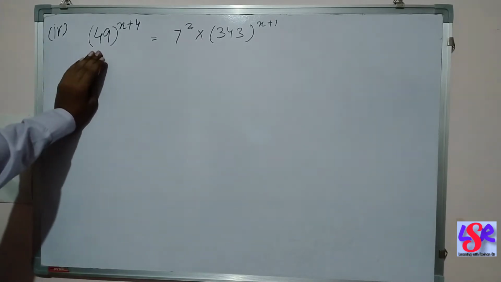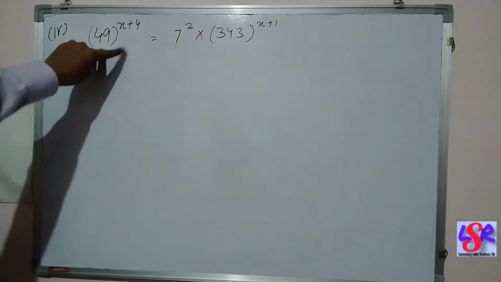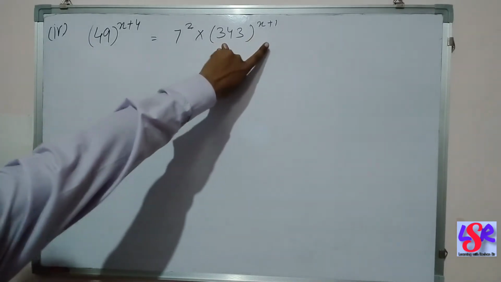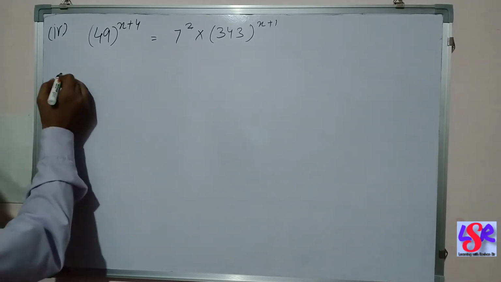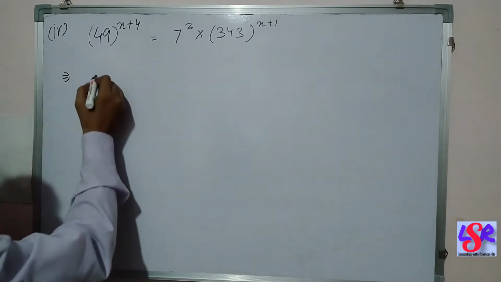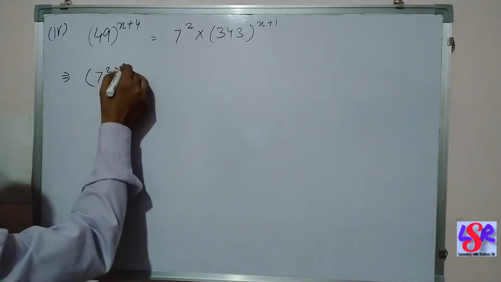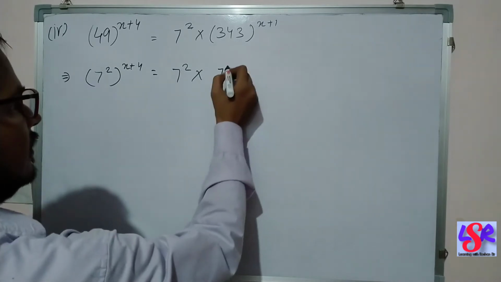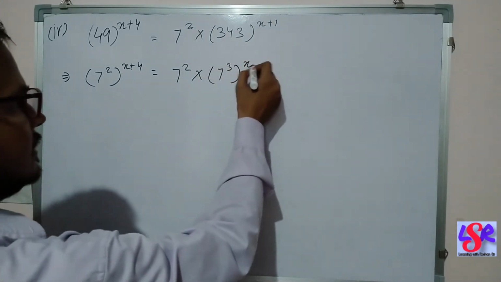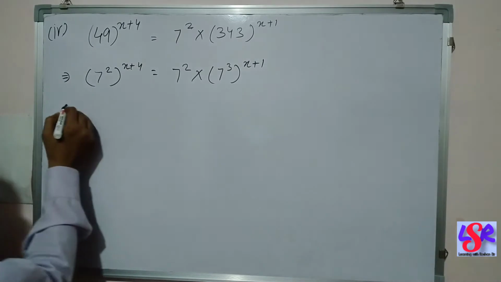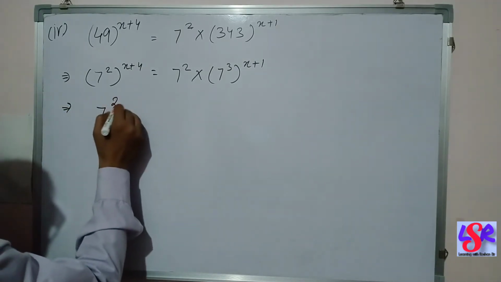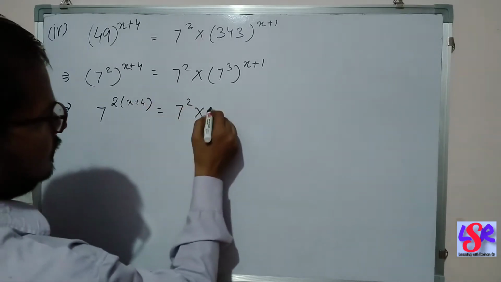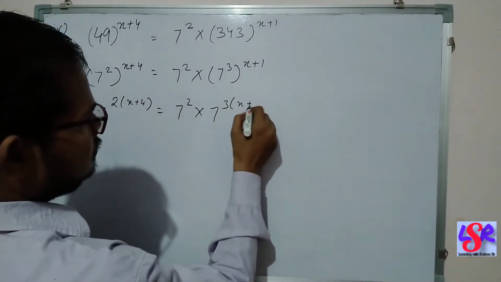Now we are having the fourth part of the question number 1, as 49 to the power x plus 4 equals 7 square into 343 to the power x plus 1. Now all of them can be written in the form of power with a base 7. So 7 square, and this will be x plus 4. Then this will be just copied into 7 cube whole to the power x plus 1. Now open the bracket, and this will be 7 to the power 2x plus 4 equals 7 square into 7 to the power 3x plus 1.